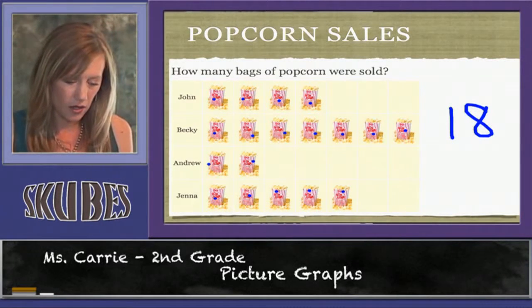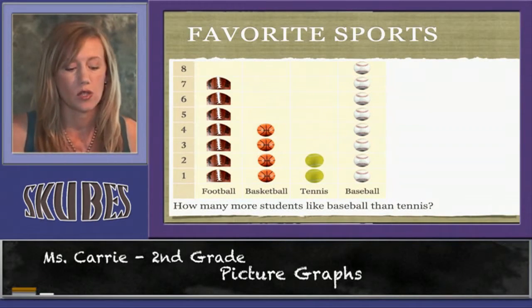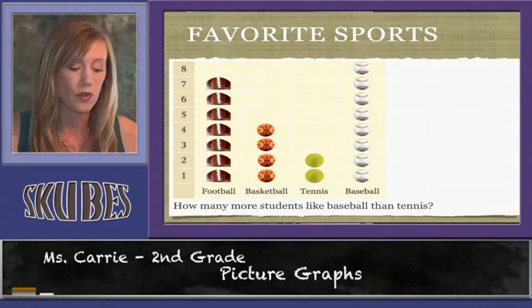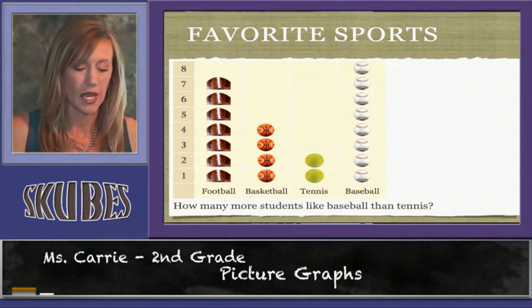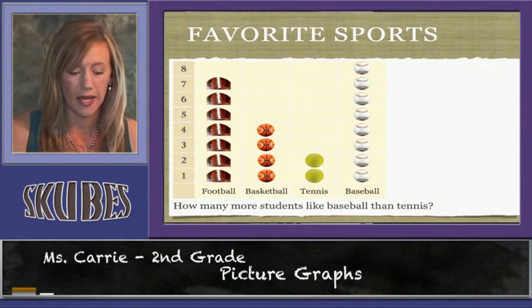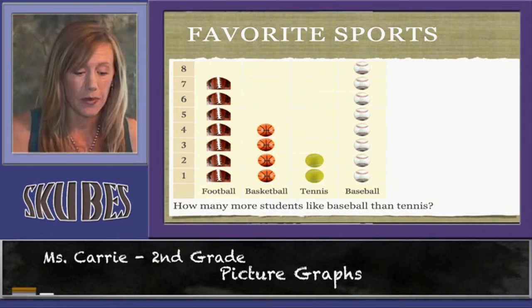Let's look at another graph. This graph is a favorite sport graph. We asked kids what their favorite sports were. They could choose football, basketball, tennis, or baseball. Our first question says, how many more students like baseball than tennis? Well, our first step is to find out how many like baseball.